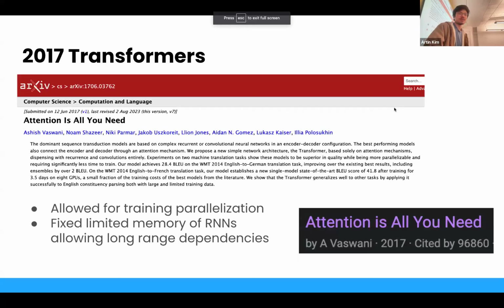So intro: 2017, we got transformers from Google. This is Attention Is All You Need. It has an insane amount of citations, if you can see. It pretty much allowed for training in parallel, and it fixed the limited memory of RNNs, and allowed for long range dependencies. That's the general gist.